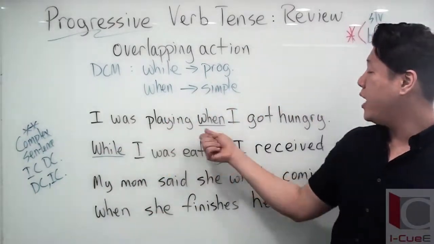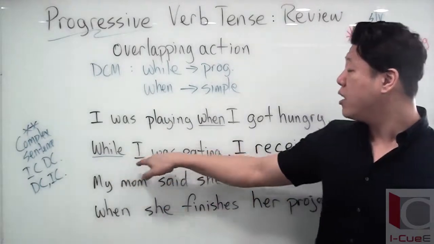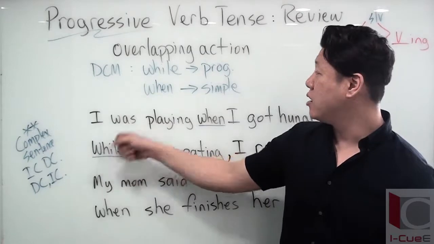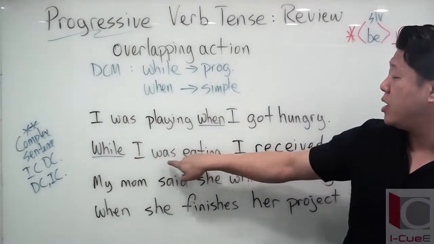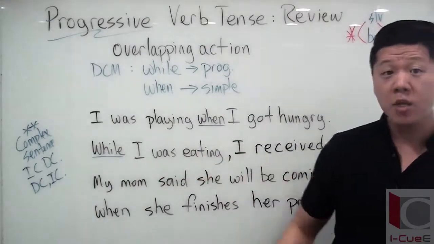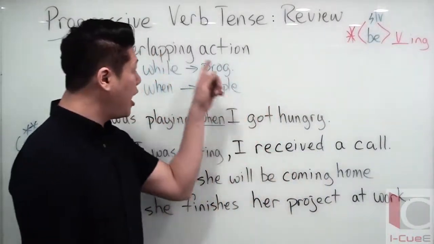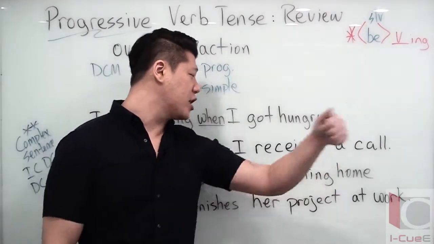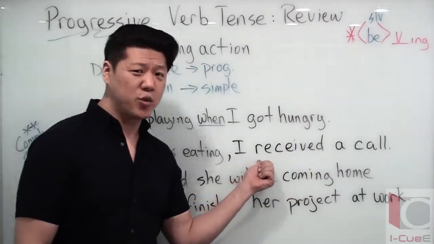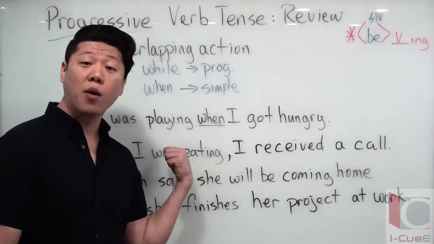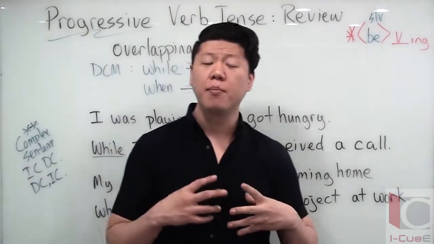So, I was playing when I got hungry. While I was eating, instead of when I was eating, right? While, because I was eating, be verbing is my progressive tense. While I was eating, what happened at the same time? The overlapping action. While I was eating, I received a call. Not I was receiving a call. This is your simple past tense plus your progressive tense to make your complex sentence.